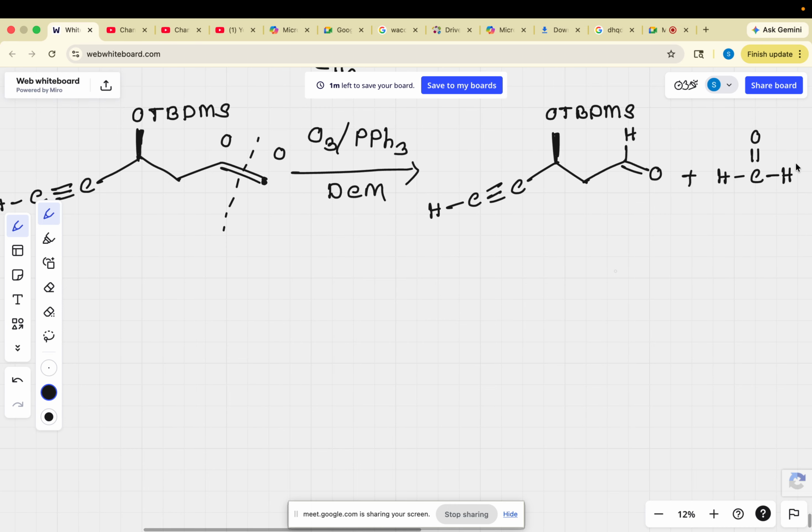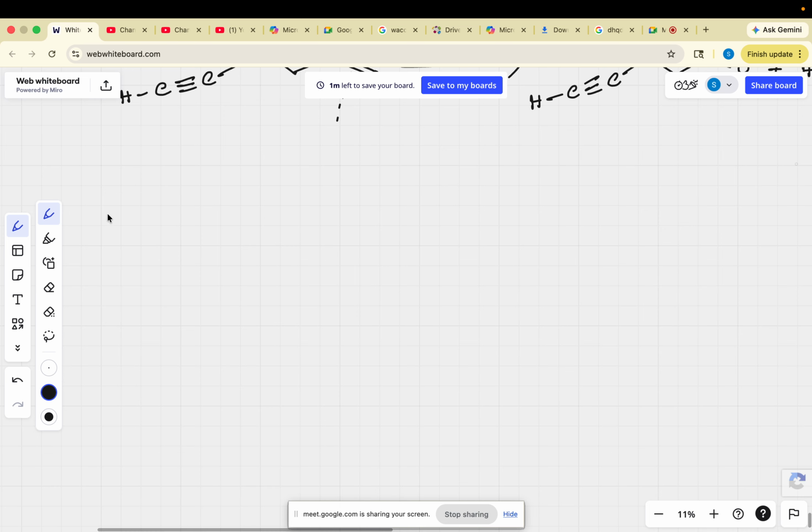Clear? Yes, sir. Just check what reagent they are giving, oxidative or reductive. If reductive, that time attach one oxygen on both sides. If oxidative, your aldehyde will oxidize to carboxylic acid. That's it. Suppose you have this, now you have here O3, Me2S. Just break the double bond and then attach two oxygen to the two carbon atoms. That's it.